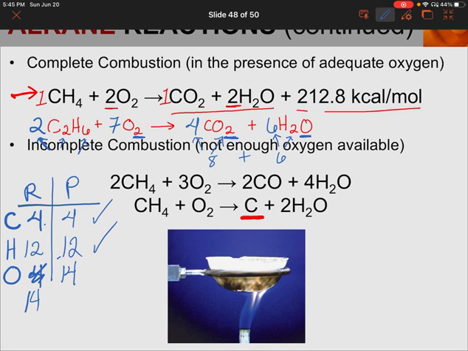And I think that's it for our chapter on alkanes. So in the next chapter, we're going to talk about alkenes and aromatics, so the unsaturated hydrocarbons. So I will see you then.